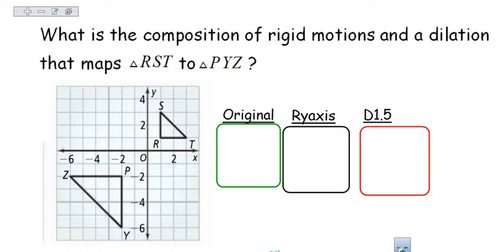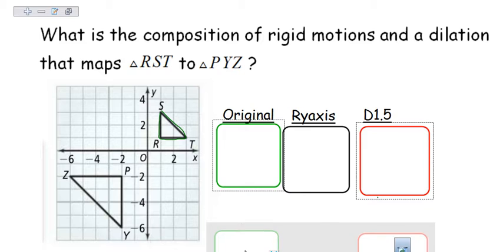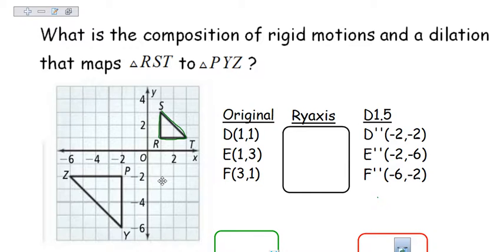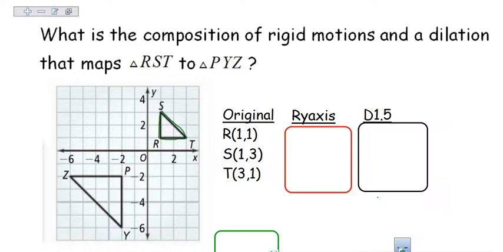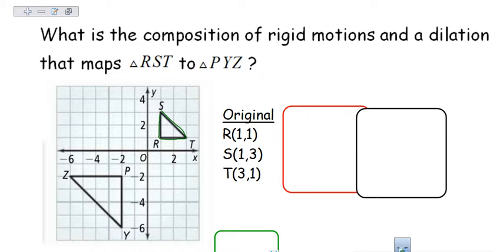On the next slide, it says, what is the composition of rigid motions and a dilation that maps triangle RST onto PYZ? We're going to start with this triangle here. I'm going to find the coordinates of that triangle. It looks like R is at 1, 1, S is at forward 1, up 3, and T is forward 3, up 1. So there is our original. Then we're going to do something to that triangle to make it turn onto the other one.